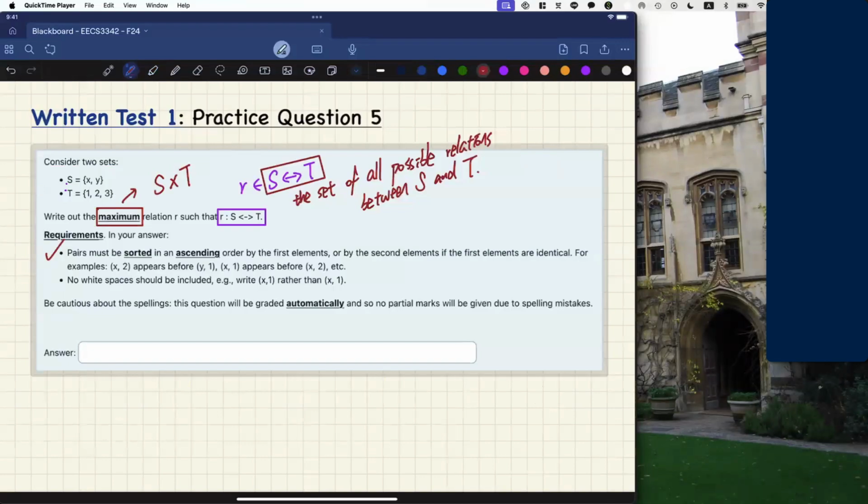So now it will just be this. The cross product itself is a set of ordered pairs. So we got X and Y. Let's go for X first. X can be mapped to 1 or 2 or 3. So X1 and also X2 and also X3, right? And then talk about Y. Y here can be mapped to also 1, 2, and 3. So Y1, Y2, and also Y3. Right? So that will be the answer for this question here.